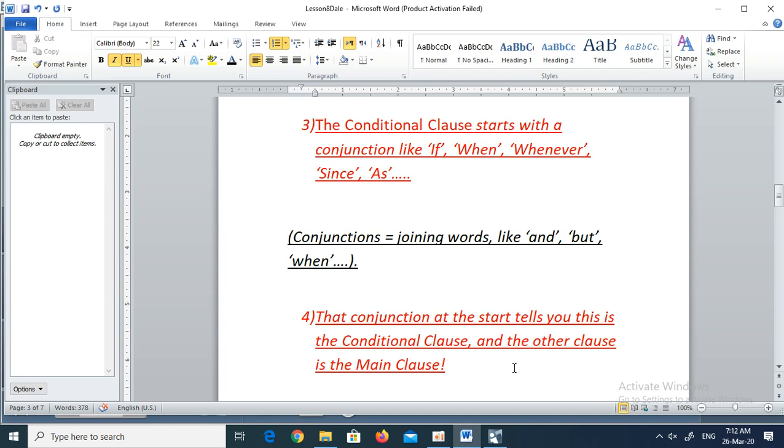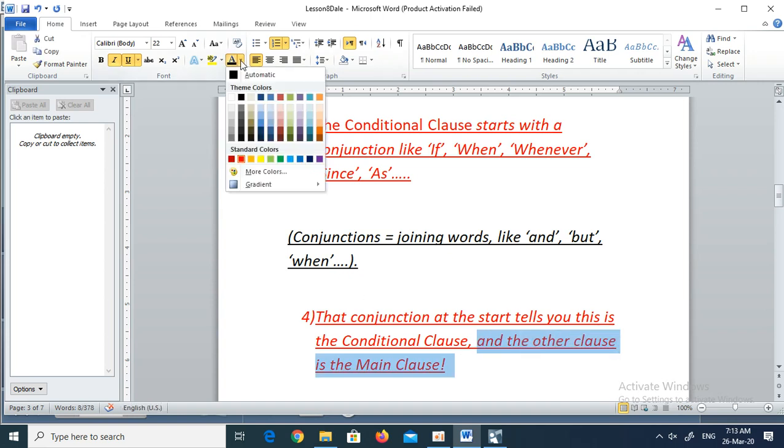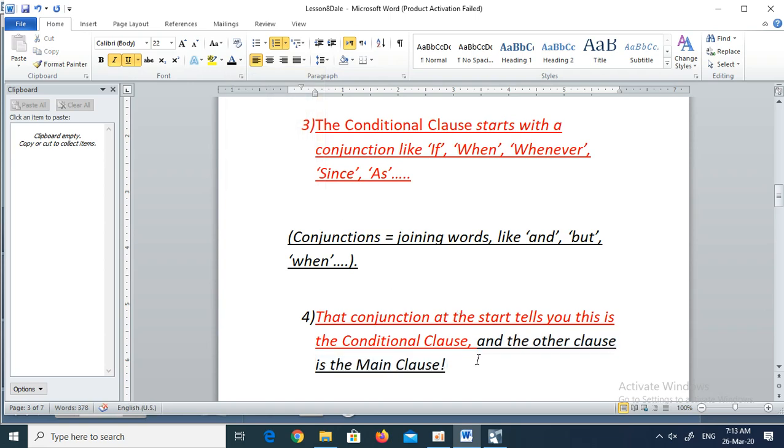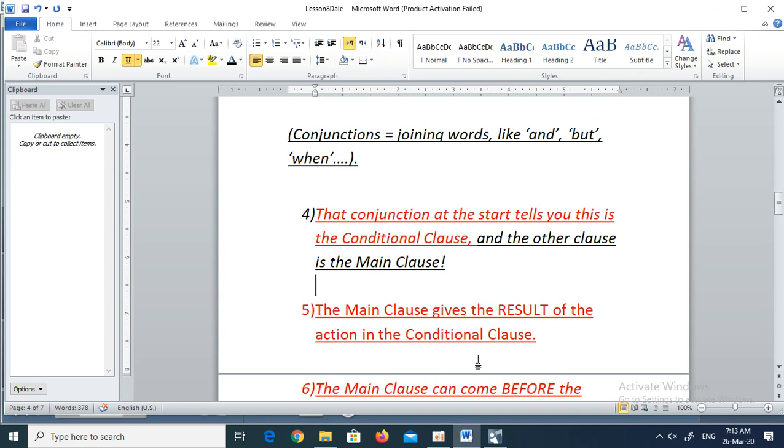So if we have a real conditional sentence and we have to break it into the two clauses, we know that the clause that starts with a conjunction is the conditional clause. The other clause is the main clause. So please keep that clear in your minds as we go forwards. All right. Now, the conditional clause gives the reason for the result in the main clause. The main clause gives the result of the action in the conditional clause.